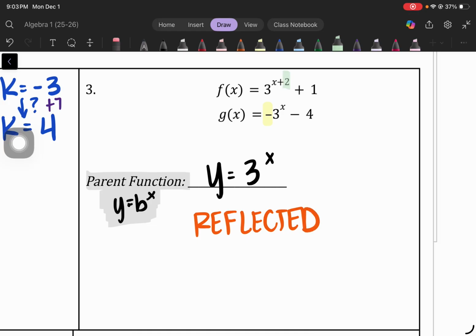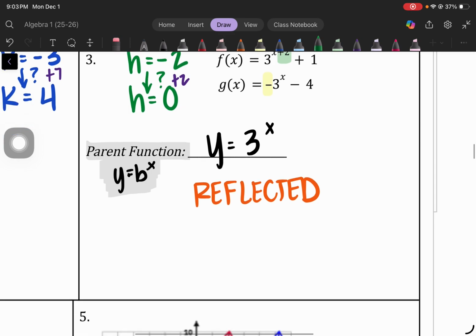Now going up to our h's, I noticed that f of x has an h of a positive 2, so that means it really is negative 2 because it lies to us. So h is 0 in the second one. How did you go from negative 2 to 0? Well, what we had to do was add 2. Because we added 2, we're going to the right 2.